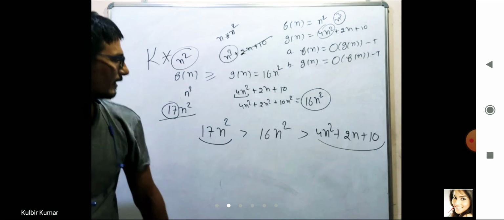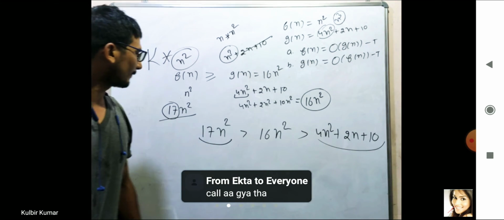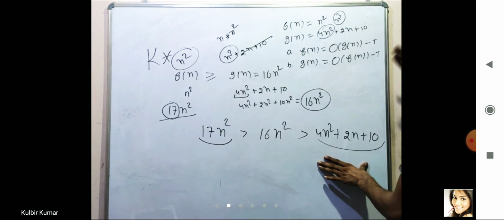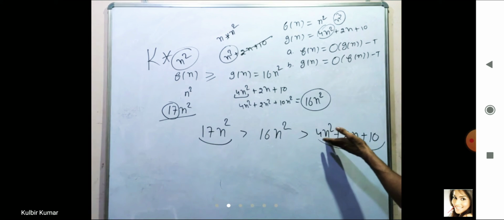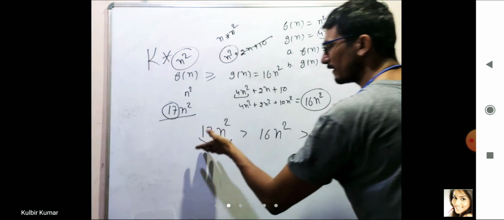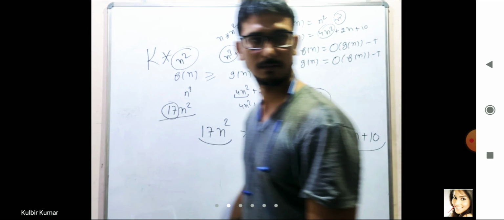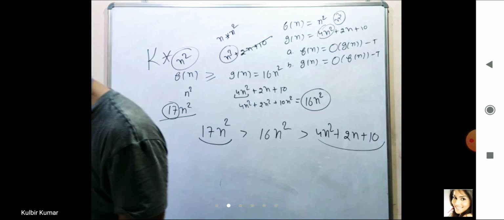Okay, I think you have confusion in this one. Fine. So I think you got how I got 16n square. This was my actual function. So 17n square is greater than 16n square, and 16n square is greater than 4n square plus 2n plus 10. Then obviously 16n square is greater than g of n. That's it. Of course. So n square, the 2, is the degree of both polynomials. So rest of things can be handled with the help of constant multipliers.